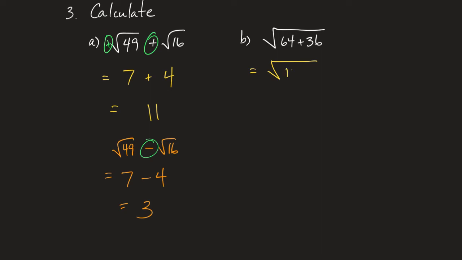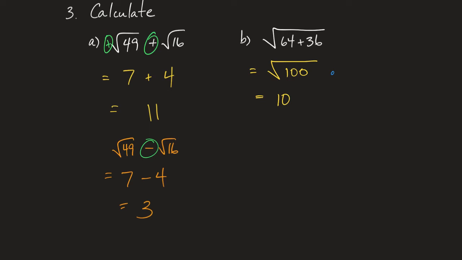64 plus 36 is 100. And now I have to calculate the square root of 100. What number squared gives me 100? 10. We don't have to address the plus or minus. We already took care of that in the previous problem.